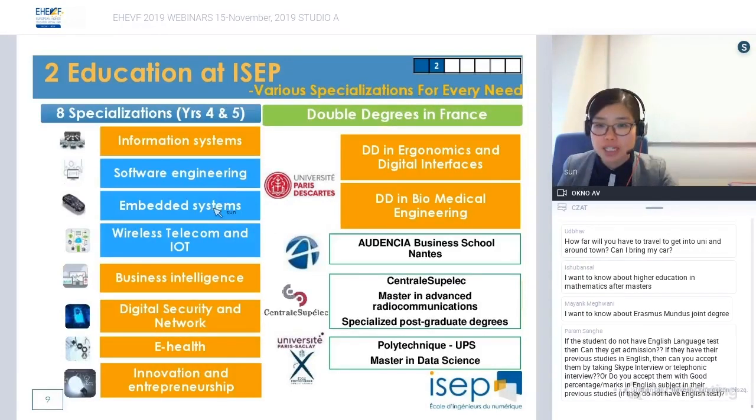And you can see here, the three options, software engineering, embedded systems, and wireless telecommunication and IoT are highlighted in blue color, because these three specializations are taught fully in English. So if let's say some students say, I don't speak French, may I follow your program? Yes, for sure. If you have a bachelor degree related to the engineering domain, you can candidate for these three options, which are fully taught in English.